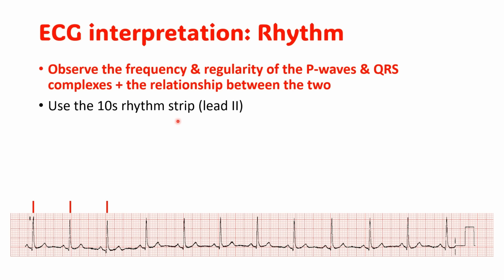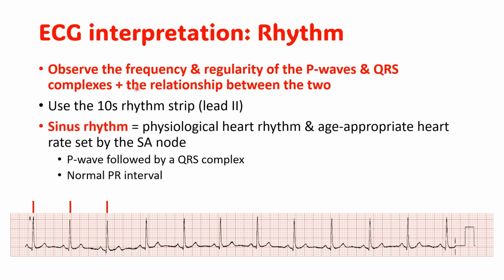We've got a normal rhythm strip at the bottom here, which I'm going to come to in a second. Remember, sinus rhythm is the physiological heart rhythm and age-appropriate heart rate set out by the sinoatrial node. Simply put, if you're asked by one of the doctors on placement, for example, we know that it's a P wave followed by a QRS complex. Sinus rhythm also has a normal PR interval.